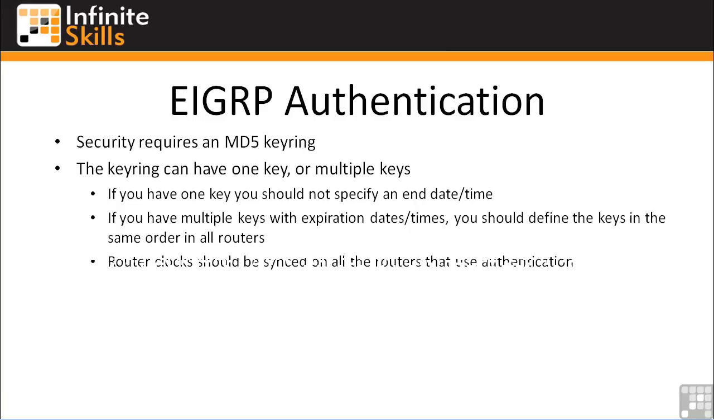And of course, it goes without saying that router clocks should be synchronized on all the routers that use authentication, else there might be a few minute variation in the clocks on the individual routers, and you might end up with a period of time where one router thinks the key is not valid any longer, but its neighbor router, because it's a few minutes slow, thinks the key is still valid. Therefore you have mismatched MD5 authentication and your neighbor relationship will fail.